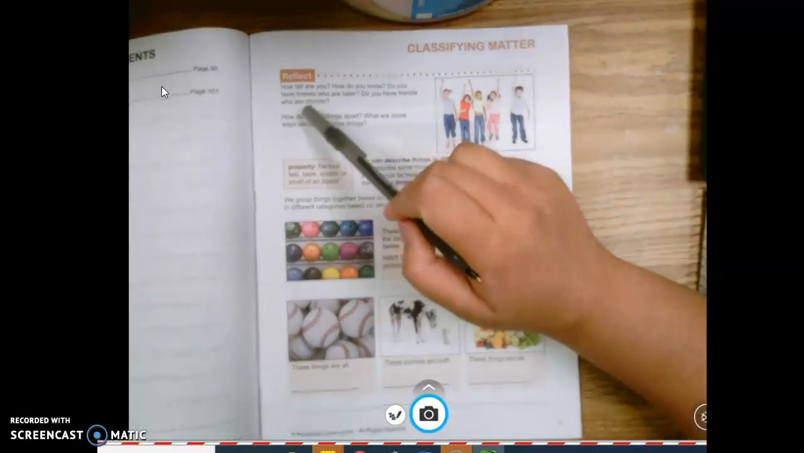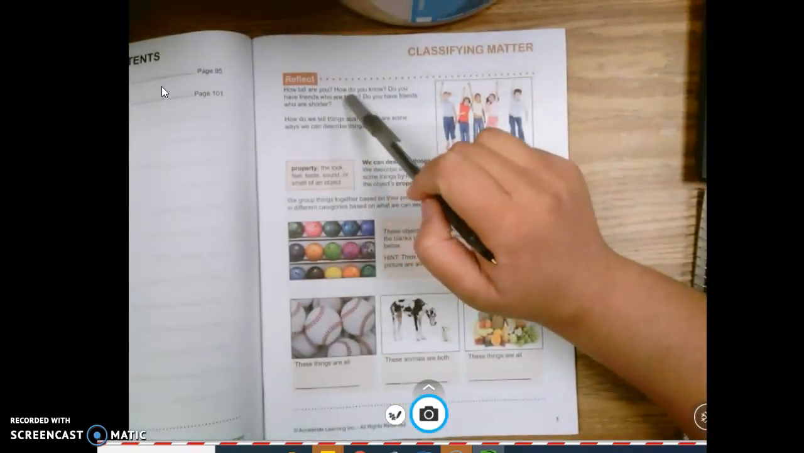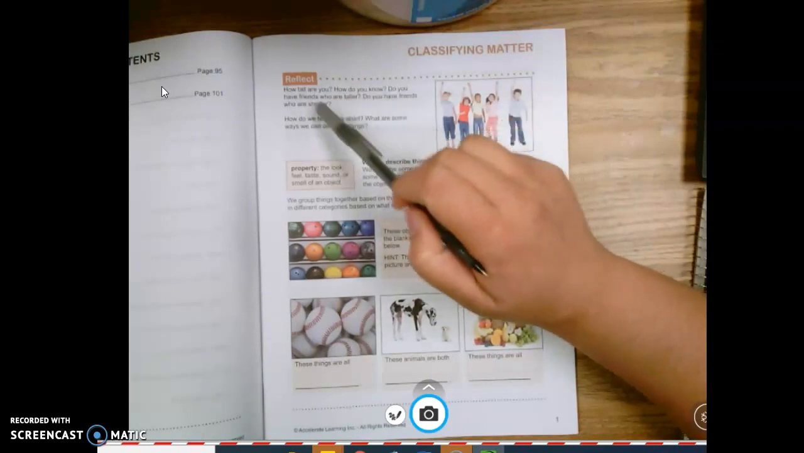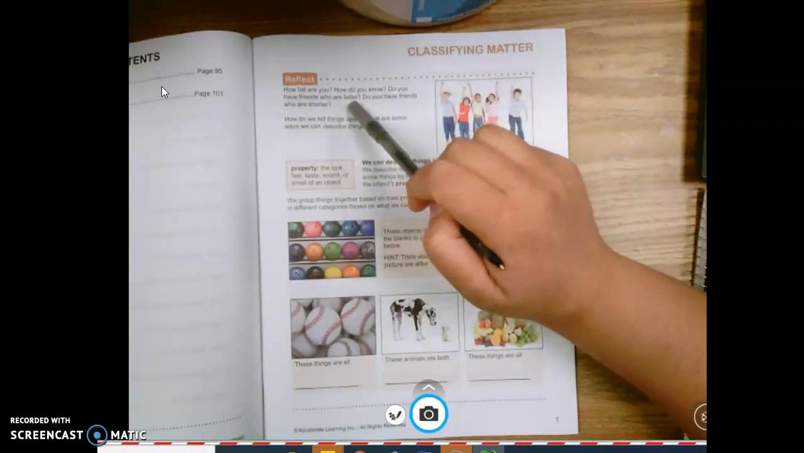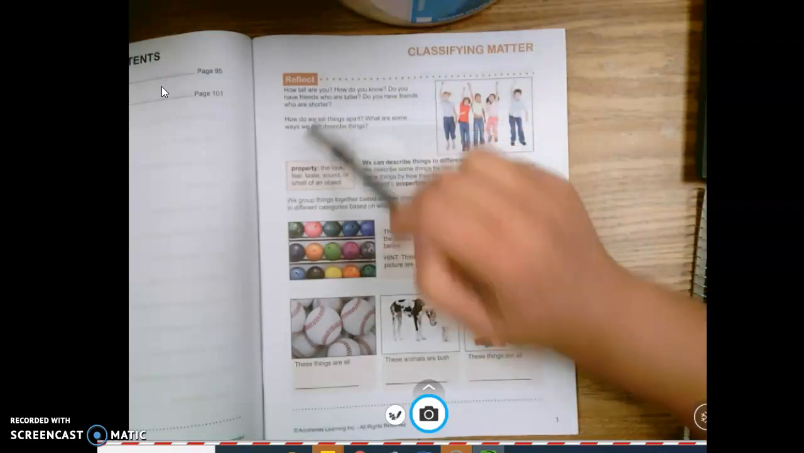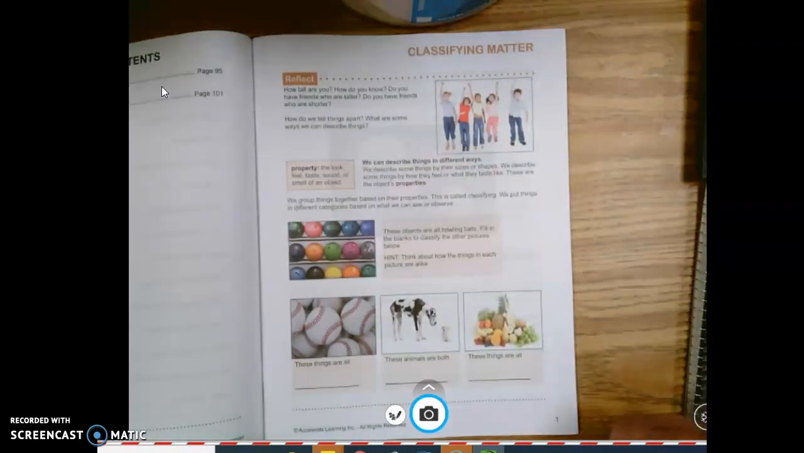It says, how tall are you? How do you know? Do you have friends who are taller? Do you have friends who are shorter? So let's take a second and think about that. How tall am I? Am I as tall as my mom? Am I as tall as my dog? Am I as tall as my mailbox? Think about it for a second.